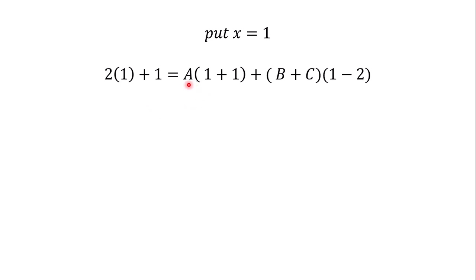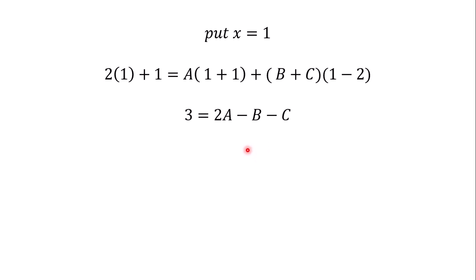Now when we come here, 1 plus 1 gives us 2, and 2 times a gives us 2a. Now 1 minus 2 gives us minus 1. When you multiply b by minus 1, you get minus b. Then 1 times minus 1 times c gives us minus c. So we get 3 is equal to 2a minus b minus c.